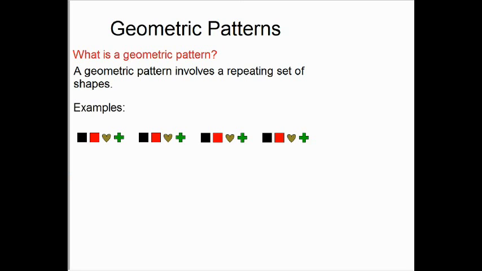In our first example here, we can see that we've got a repeating set of shapes. We have our black square, red square, heart, and then cross, and that set is repeated over and over and over again. Presumably this pattern could go on forever. If we were going to continue this pattern, we would look at the first value in the set, because we're starting a new set here, and we would draw a black square there.